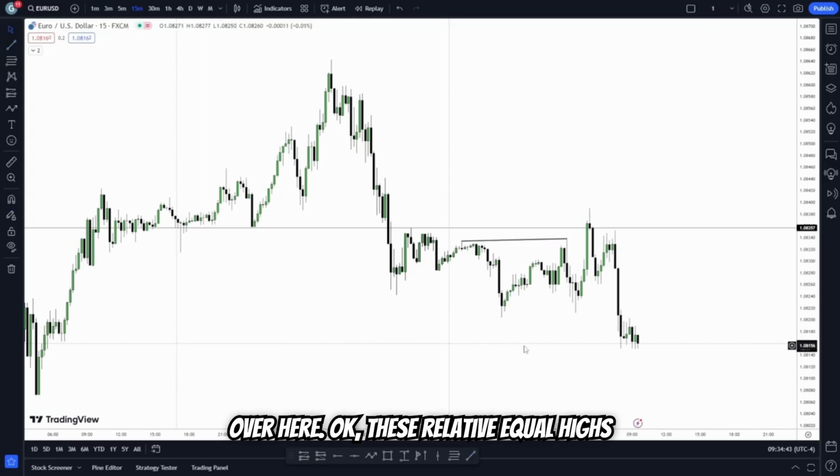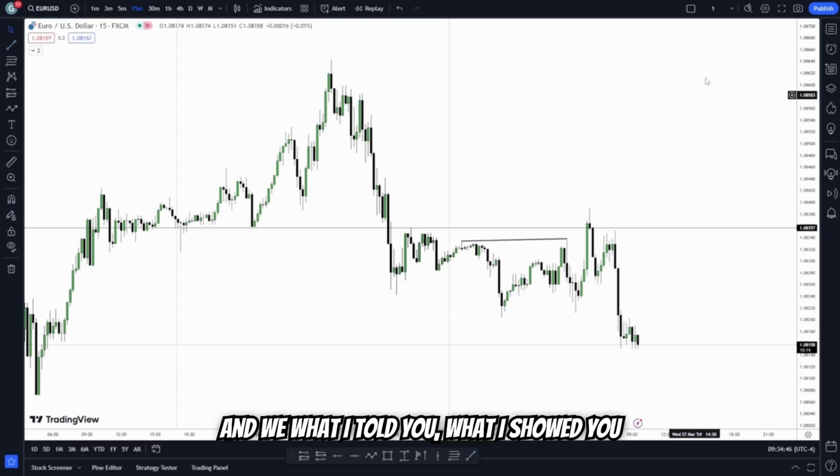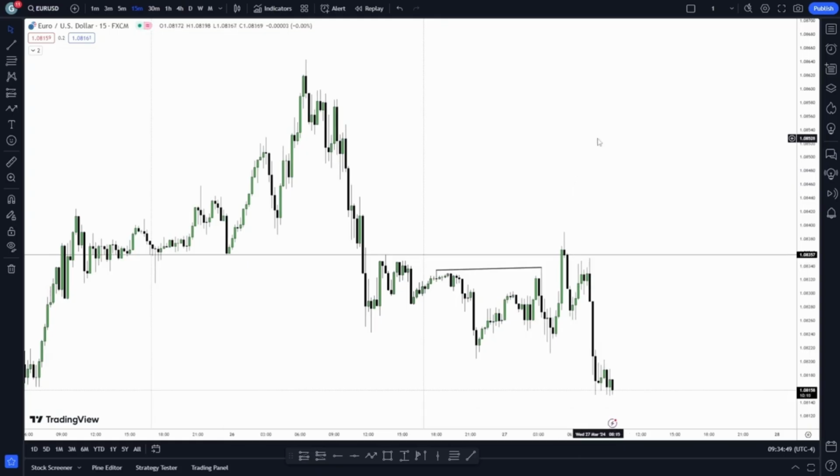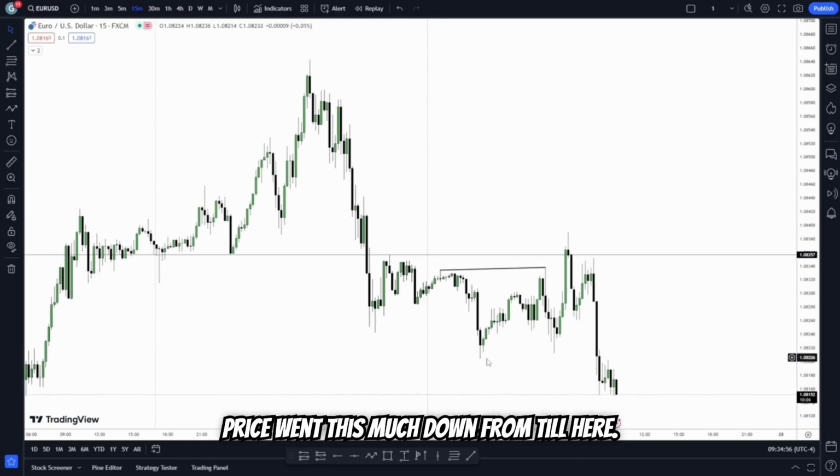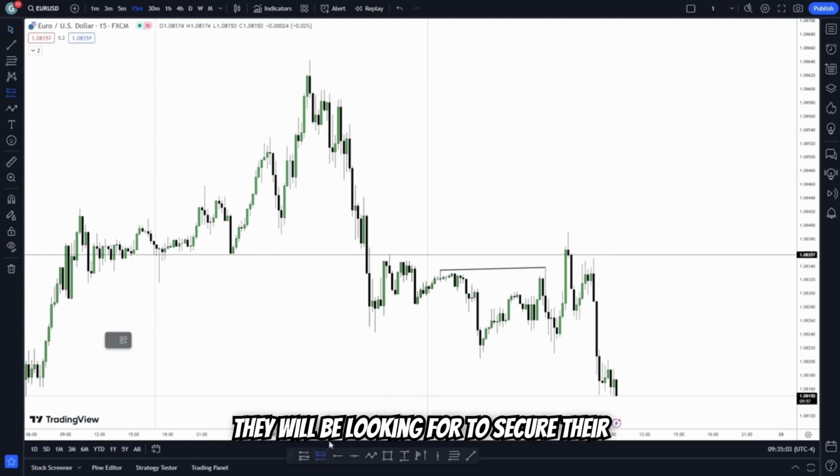Okay, these relative equal highs. What I showed you in that diagram is that the people who sold from here are now in profit because price went this much down till here. So now they will be looking for what? They will be looking to secure their profits, right?